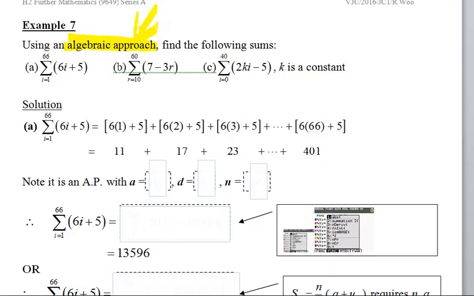So, now we have to list out the terms. From A, what we can see is we list out the terms, and then you realize that this actually follows a very nice pattern. It's actually an AP, and your last term is 401. So the first term, a, is 11. Common difference is quite easy, 5. No, sorry, 6. n, by observation, 66 minus 1 plus 1, therefore it's 66. So far so good?